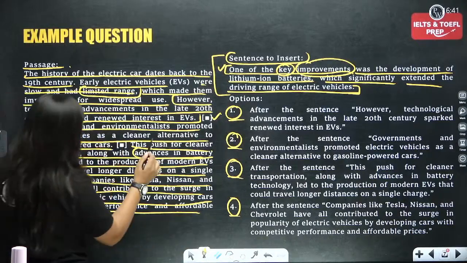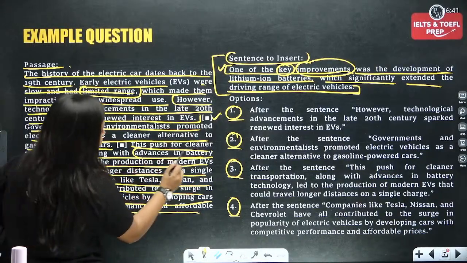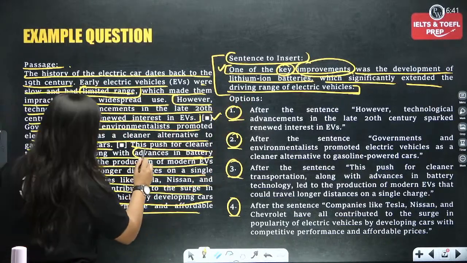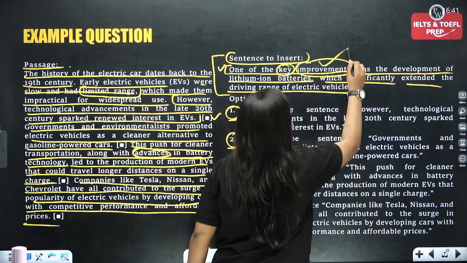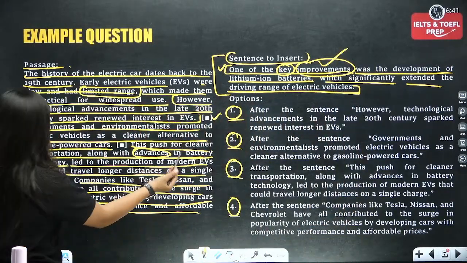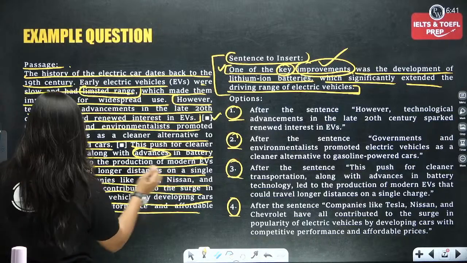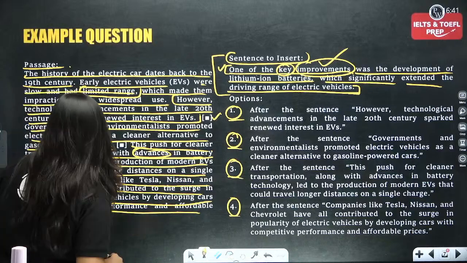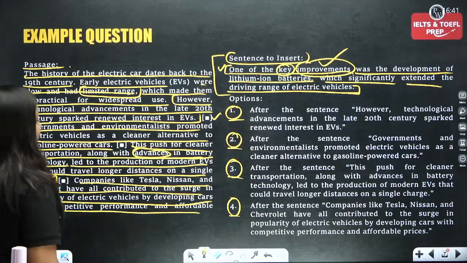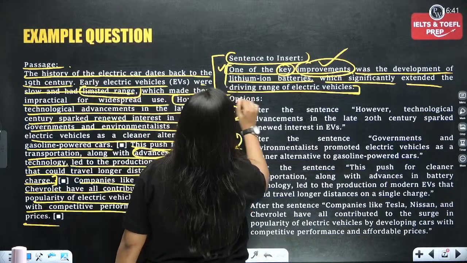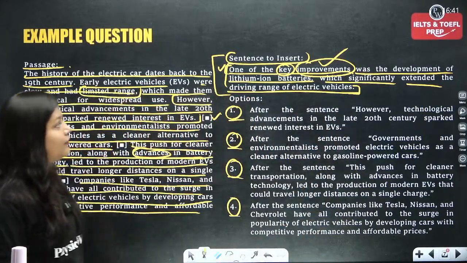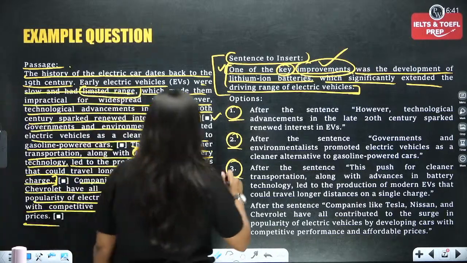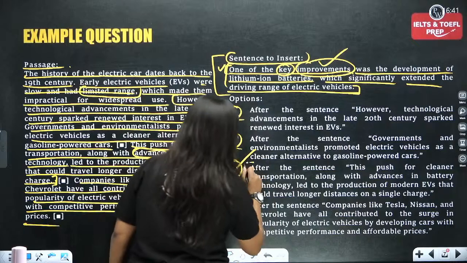If you have a closer look over here, along with advances in battery technology, can you relate it? Advances and improvements, right? Advances in battery technology led to production of modern EVs that could travel longer distance on a single charge. Now, here if we add, one of the key improvements was development of lithium-ion batteries which significantly extended the driving range of electric vehicles. Now, for this, the answer is going to be this, the third one.